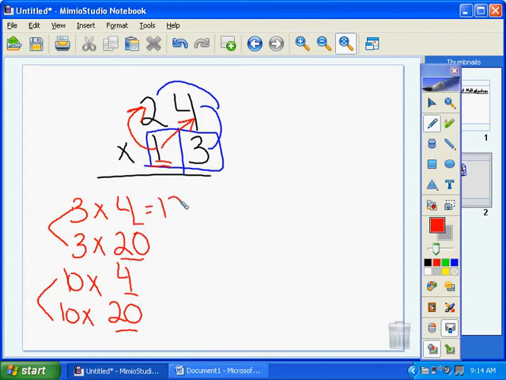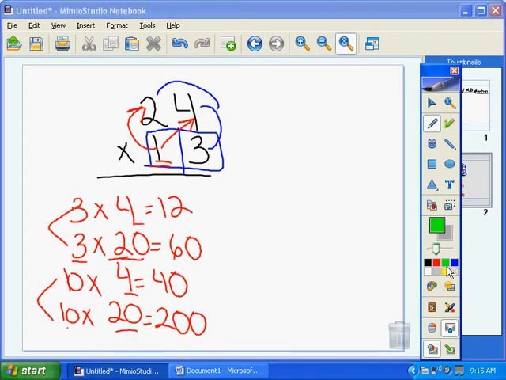So 3 times 4 we know is 12. 3 times 2 is 6, and this is where our fact extensions come in. We just add the 0. And then we have 10 times 4, or 1 times 4 equals 4. Again, fact extension, just add the 0. 1 times 2 equals 2. We have 2 zeros in this problem, so we have two zeros in our answer.